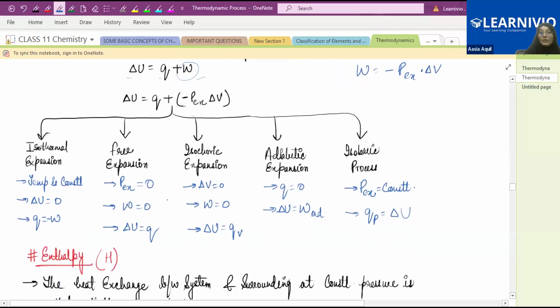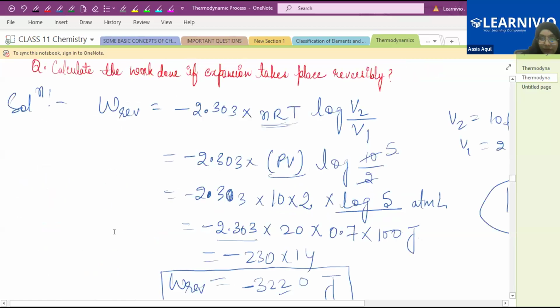First process, isothermal. If it is isothermal expansion, isothermal means the temperature is constant, right? And expansion. So isothermal expansion is that expansion in which the temperature is constant, and in it you have seen delta U की value क्या होगी? 0 होगी, and the Q की value होगी minus W. We have already discussed this.